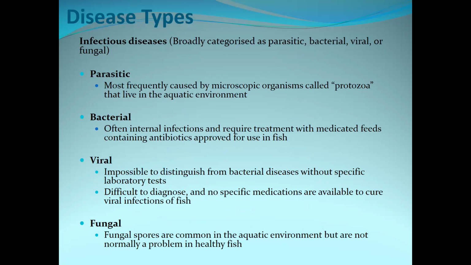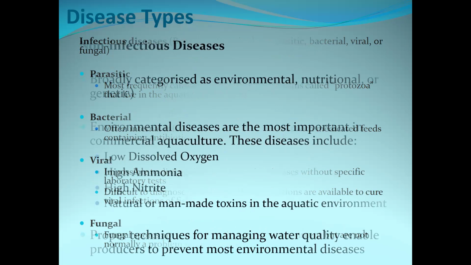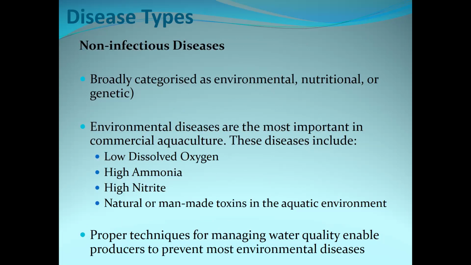Infectious diseases could be broadly categorized into bacterial, parasitic, viral, or fungal, right? Parasitic diseases are most frequently caused by microscopic organisms called protozoa. Bacterial diseases, again, are caused by bacteria. Viral diseases, viruses. Fungal diseases, fungal spores, etc., funguses, all right? Non-infectious diseases, again, are broadly categorized as environmental, nutritional, or genetic.